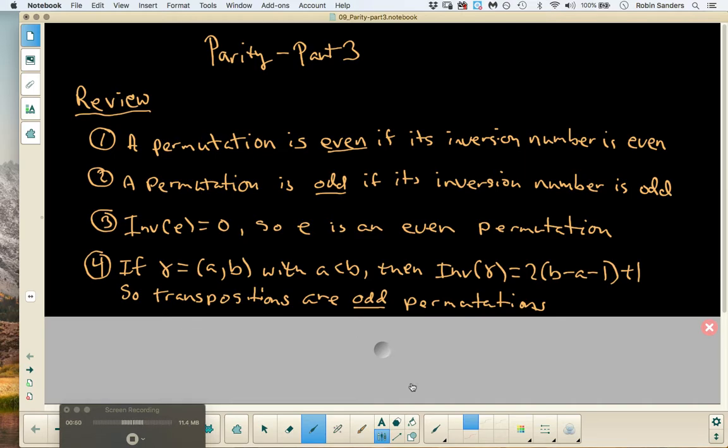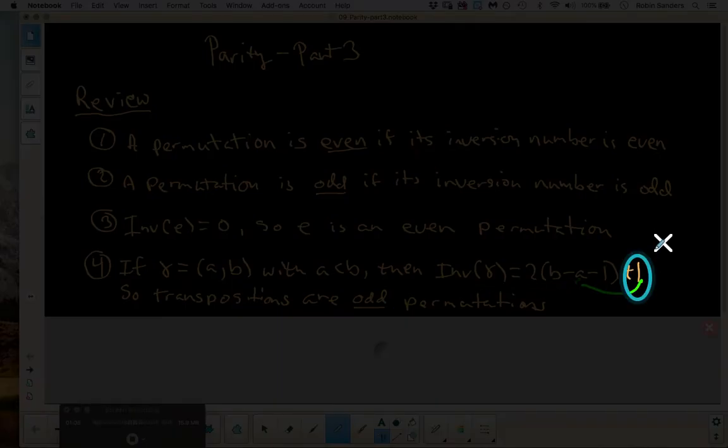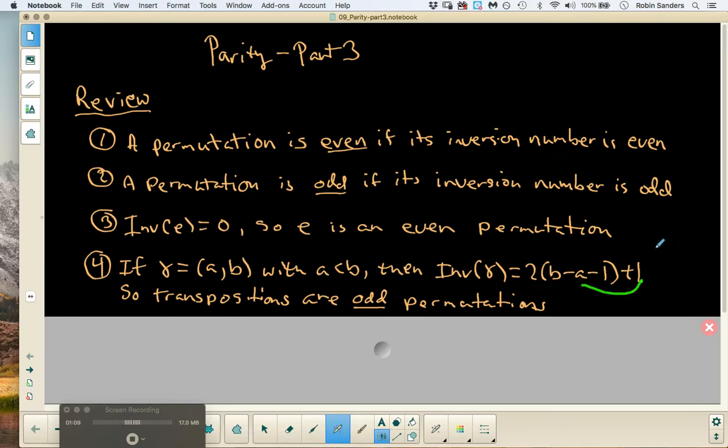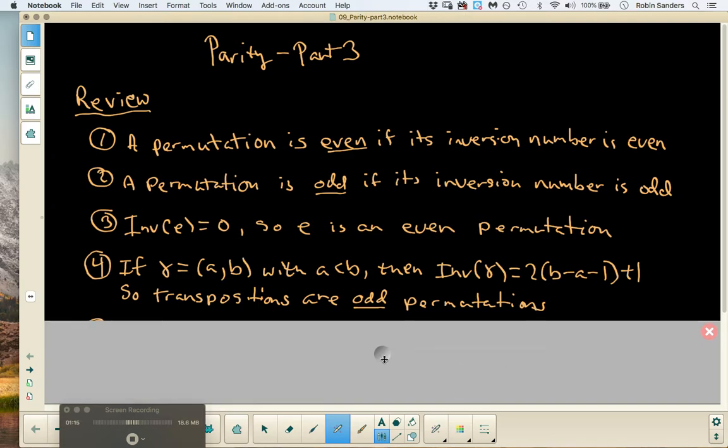And finally, it was 2 videos ago that we proved that if gamma is a 2-cycle, then the inversion number of gamma is 2 times (b minus a minus 1) plus 1, and this 1 means that the parity of every transposition is odd, and so all transpositions are odd permutations.